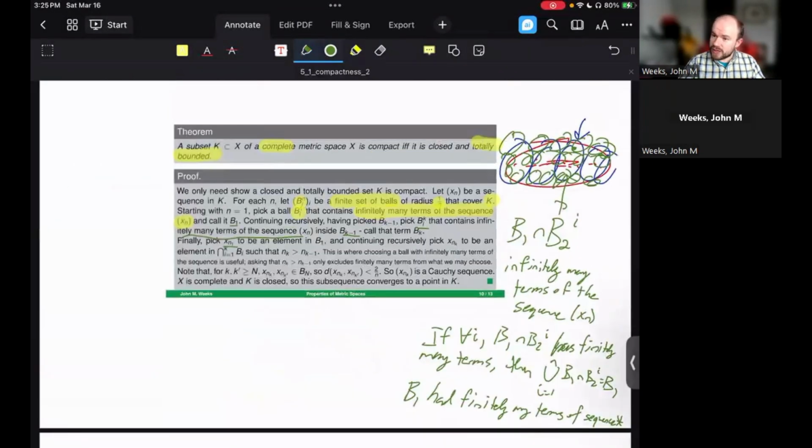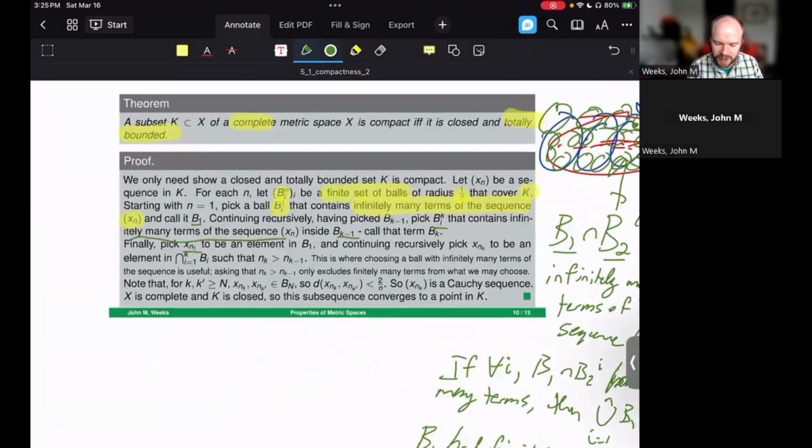So that's what we're using. We're using the fact that there has to be at least one circle here, of radius 1/2, that has infinitely many things inside of B1. Once we know that, we can then choose an x of n2 that's going to be inside of B1 intersected with that B2. And that's exactly the recursive process that we're taking.